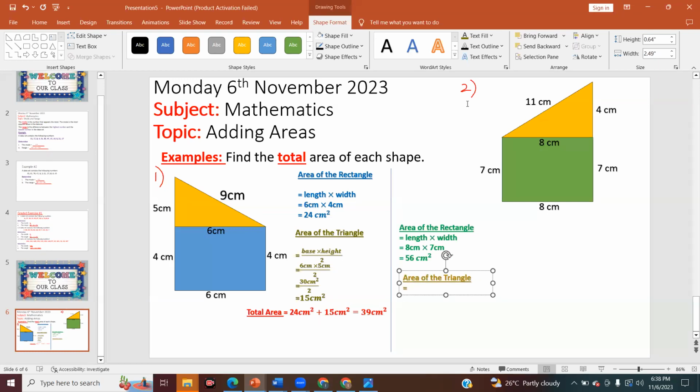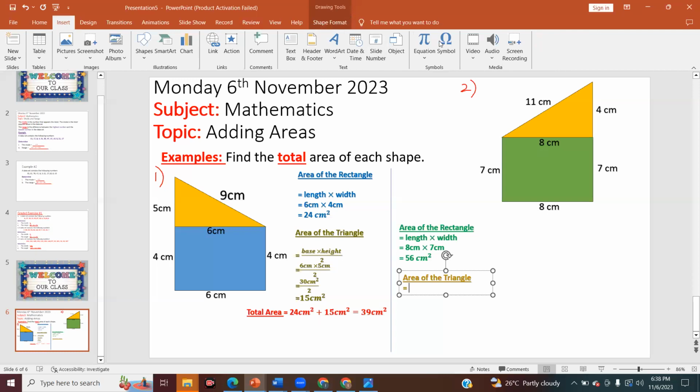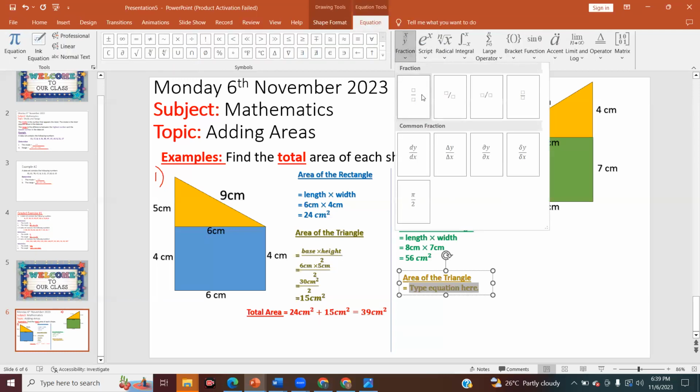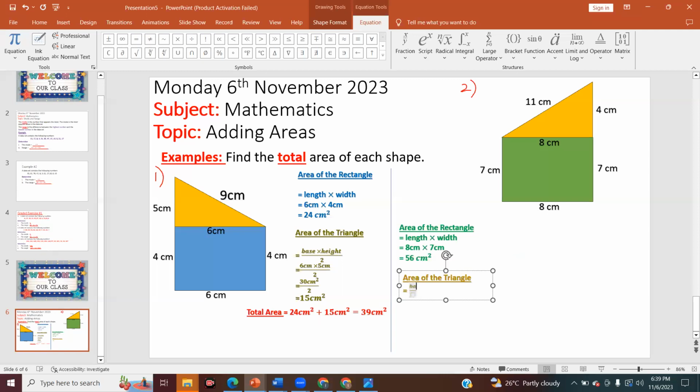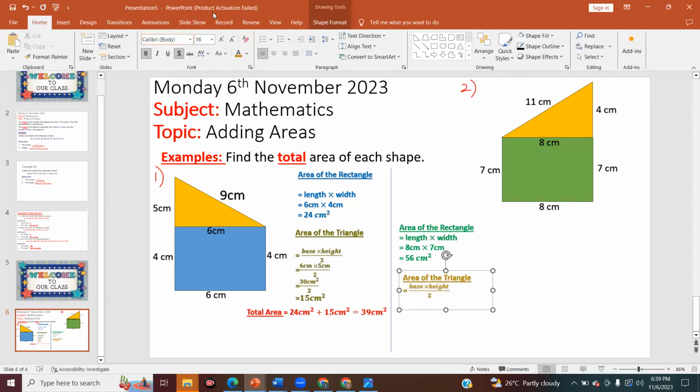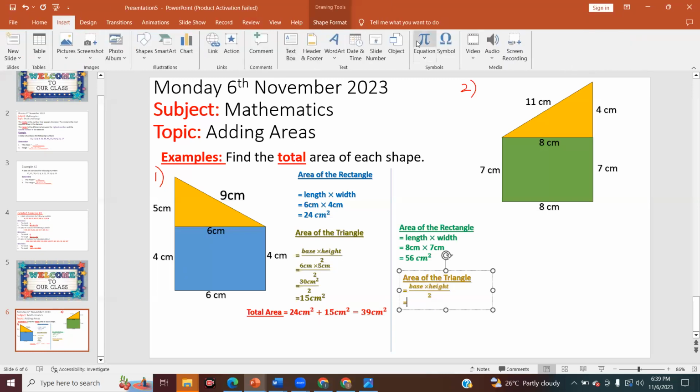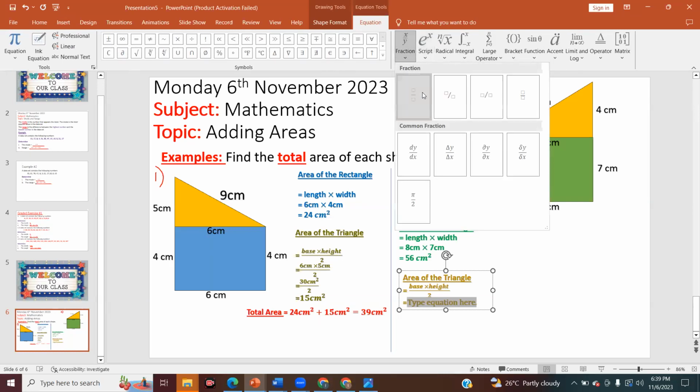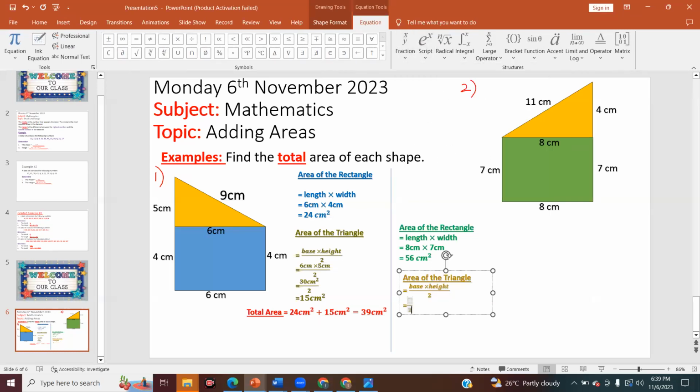Divided by 2. Okay, so let me help you with this one. We know we need the base, right? The base multiplied by the what? By the height. Base multiplied by the height. Good. What is the base? Okay, I don't think you know how to find the base. The base is the one at the bottom. Okay, that's the base.